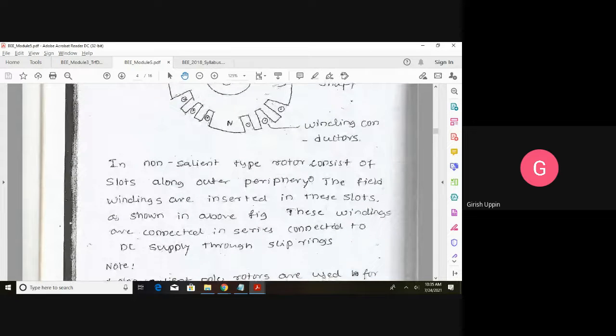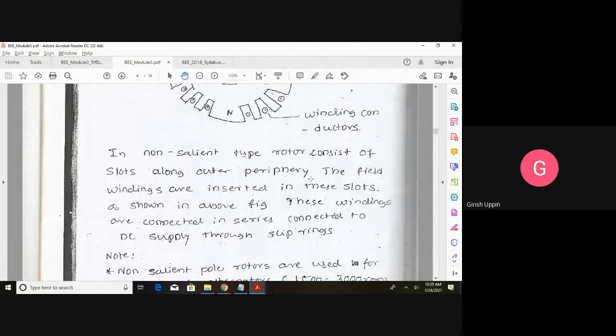A non-salient type rotor consists of slots along the outer periphery. The field windings are inserted inside these slots as shown in the figure. These windings are connected in series, and connected to the DC supply through the slip rings.